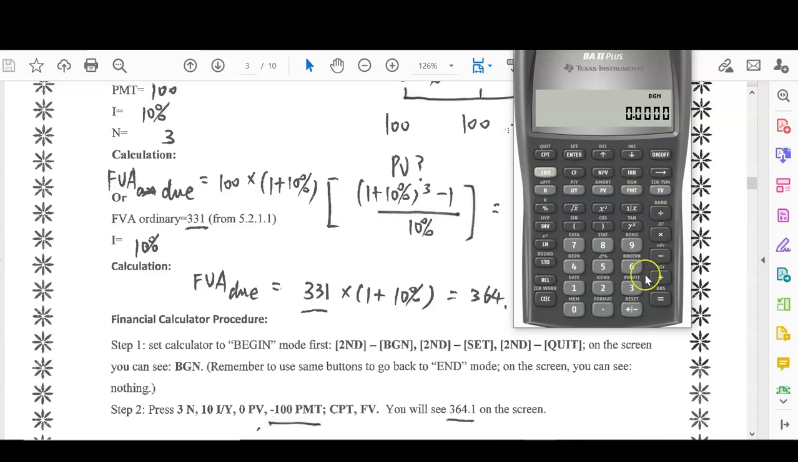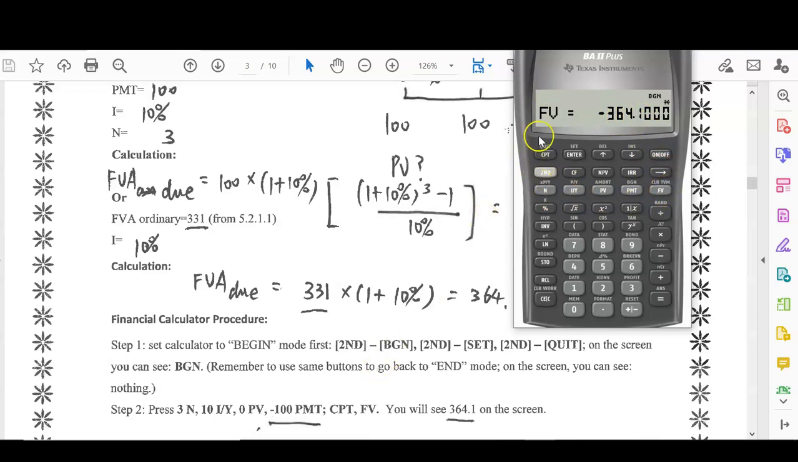For this question, we still have 3 as N, 10 as I, 0 as present value, 100 as payments, compute for FV. Now you see 364.1. The payment you input here is 100, but it's in begin mode, so it's $100 at the beginning of 3 years is worth 364.1 after 3 years.